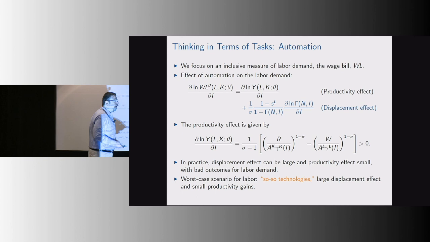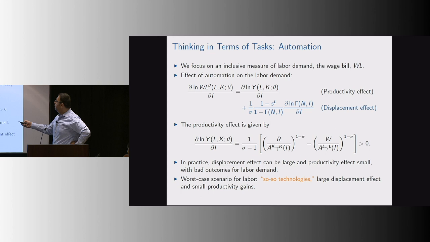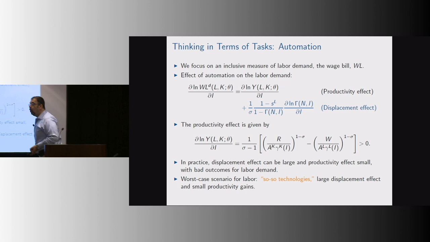Now, with that in mind, you can ask, what's the effect of different types of technologies on labor demand? Well, again, for labor demand, we're going to use the wage bill. That's a very simple decomposition. This log change in labor demand when I change automation, the I, is equal to a productivity effect: how much do I increase productivity in that industry, and a displacement effect. The displacement effect is always negative because I'm taking away tasks. The productivity effect is always positive. Which one wins out, you cannot know. It will depend on the specific features of the technology.